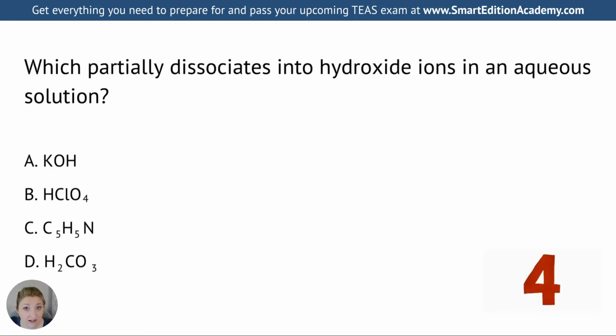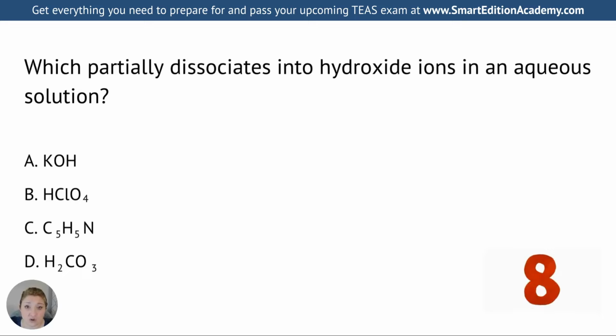It is very helpful to memorize some of the common acid and base chemical formulas, but if you don't have them memorized, that's okay. We're going to use our nifty little trick, which is that most of the time, acids are going to start with an H. Let's take a look at our answer choices again, and that tells us that through process of elimination, we can go ahead and take out B and D. What we're left with is KOH and C5H5N.